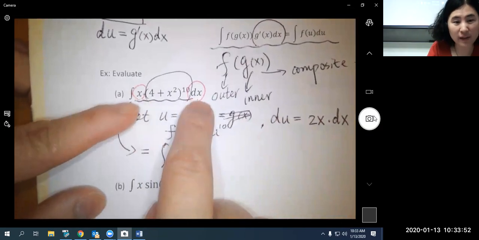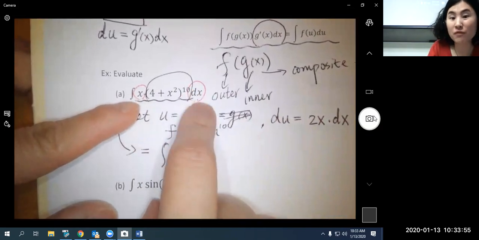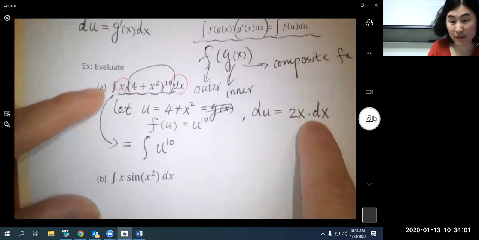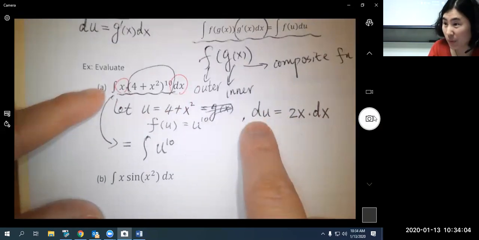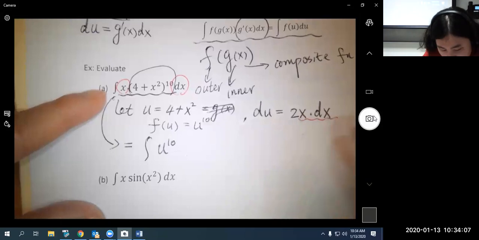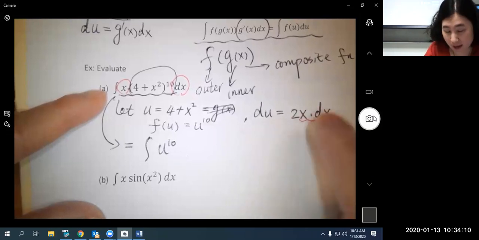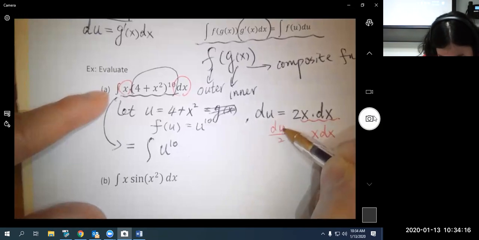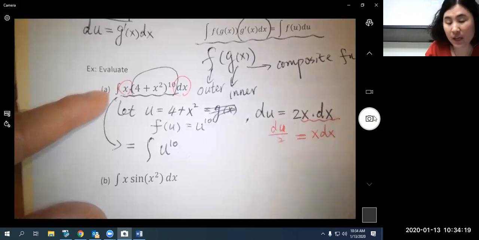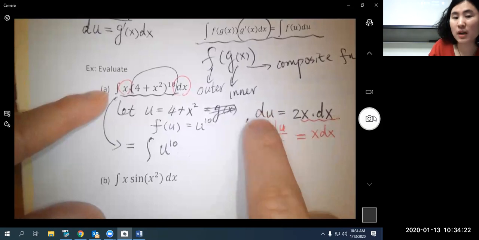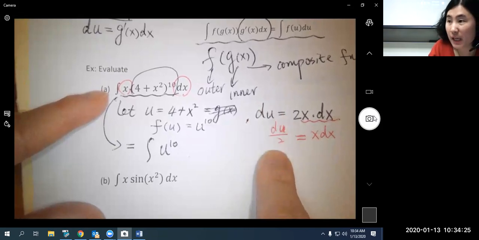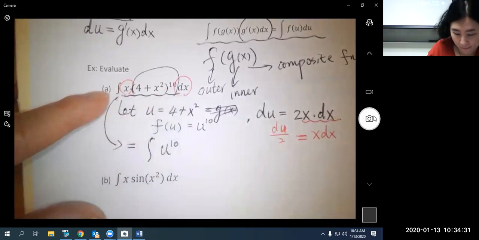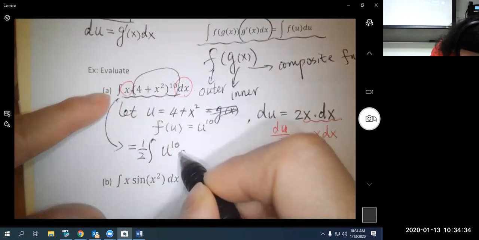We have to make sure to rewrite this in terms of du. So x times dx. Can we rewrite this x times dx in terms of du? If du equals 2 times x times dx, I say x times dx equals half of du. If we divide by 2 from both sides of the equation, that gives us x times dx equals du over 2. Do you agree with me? So here we can replace x times dx by 1/2 du.